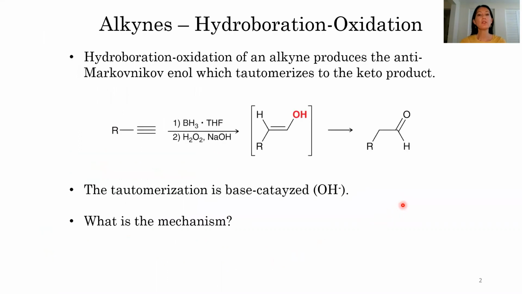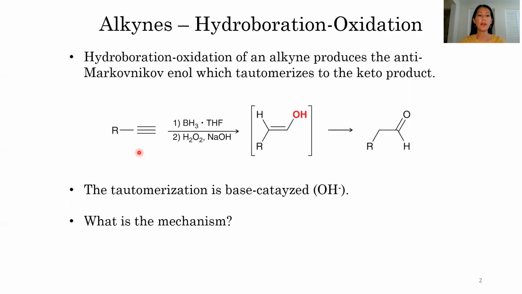So let's just resume with the hydroboration-oxidation. This is another method of hydrating alkynes, and what we get out, the same as with the other hydration with acid and mercury, is basically this enol, which can tautomerize into an aldehyde in our case.